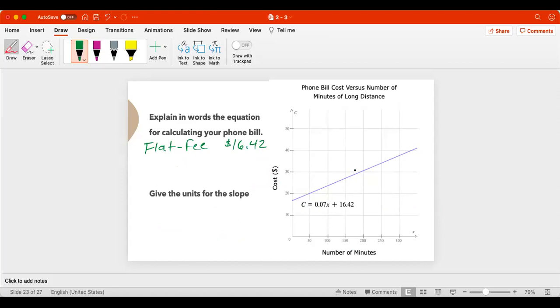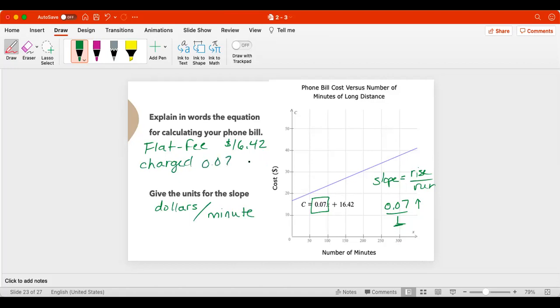And then every minute that we use the phone, we're going to be charged 7 cents because this is the slope. The slope is the rise over run. And look, it's 0.07 divided by 1, right? So we go up. Well, y here is the cost. So we're going up 7 cents. And the x is the number of minutes for every minute. So the units for the slope are dollars per minute. And we're charged 7 cents per minute.